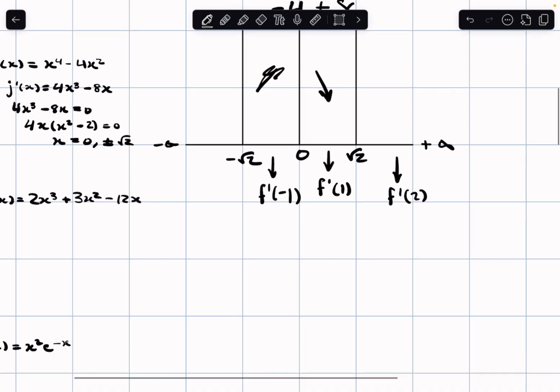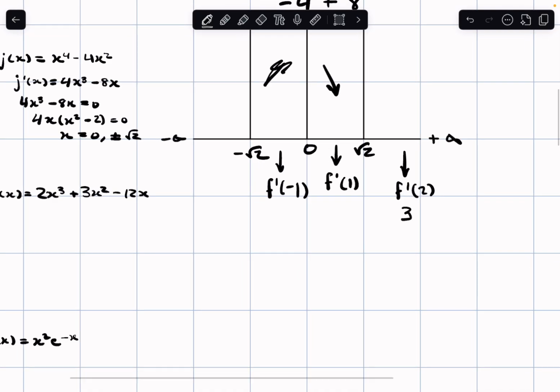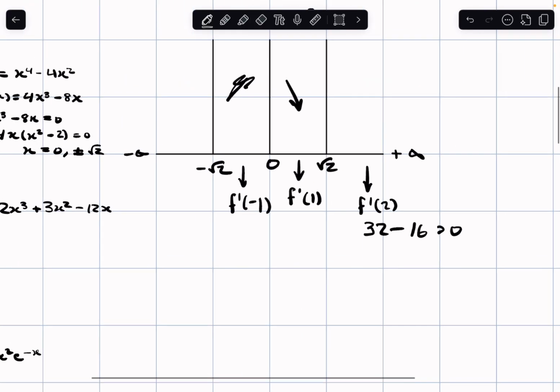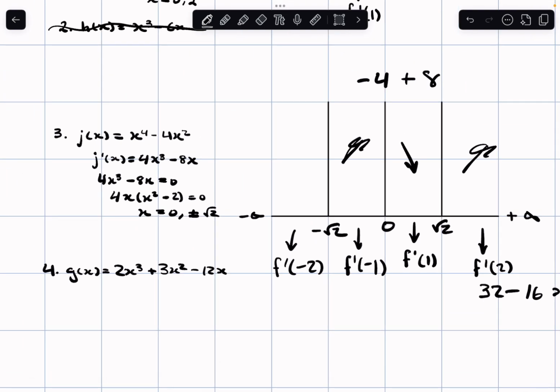So that's going to be 2 cubed, which is 8, then 8 times 4 is 32, and 32 minus 16 is positive 16, so I know it's going to be increasing. Then we could do the opposite and take f prime of negative 2, and then we have negative 8 times 4, which is negative 32, plus 16, and that's negative, so it's going to be decreasing.